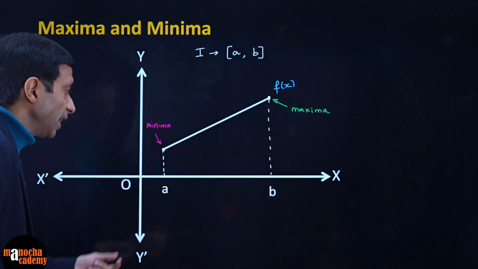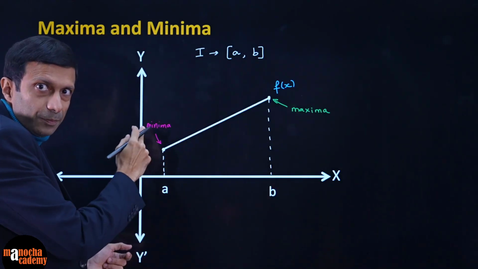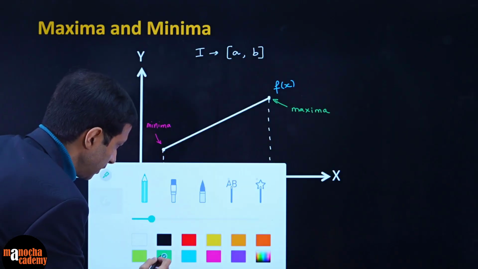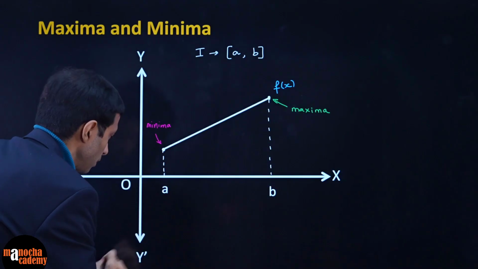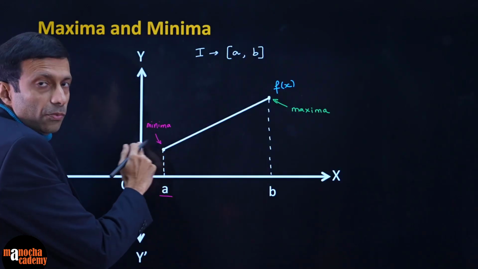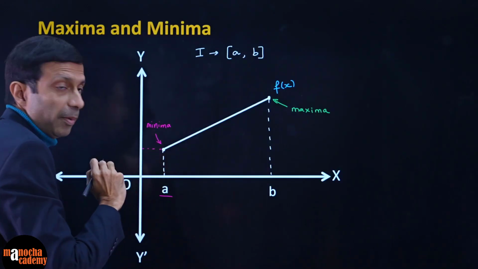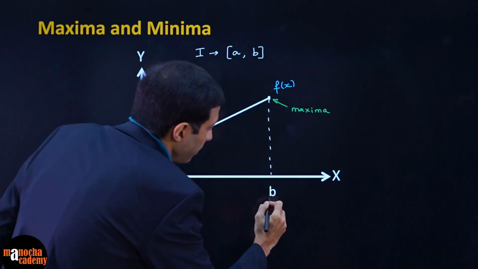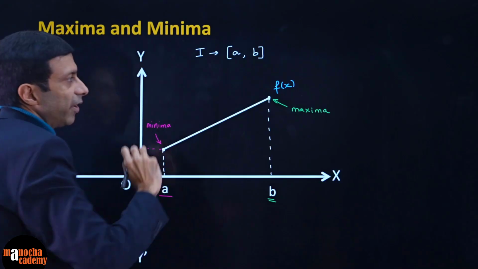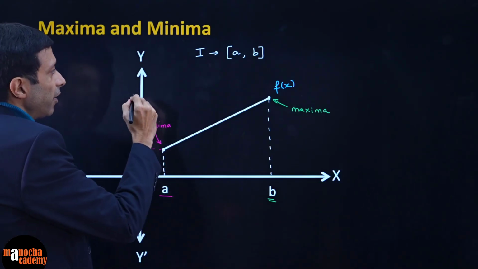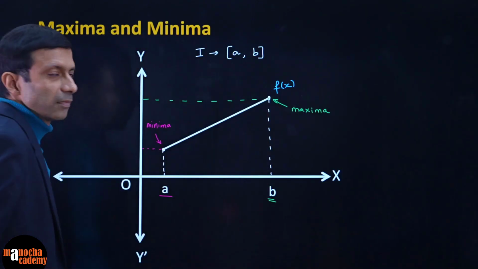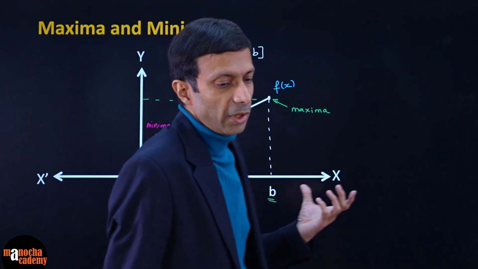Yes. So we can say the minima occurs at a. So this is where the minima is, and the value you can read off from here. This will be the minima value. And similarly, the maxima occurs at b, and we can read off the maxima value from here. Got it? So in this closed interval, it's very clear.